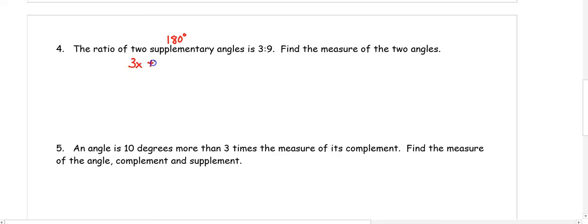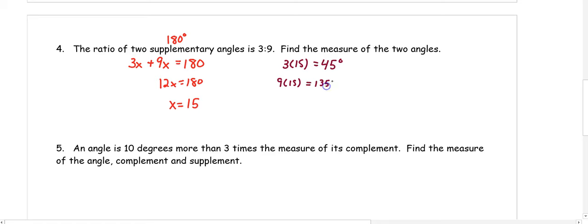So 3x plus 9x equals 180 degrees, because I'm still adding those two angles together. So I get 12x equals 180, and when I divide by 12, I get that x is 15. Then it says find the measure of the two angles. So we have to take 15 and multiply 3 times 15 to get 45 degrees, and 9 times 15 to get 135 degrees.